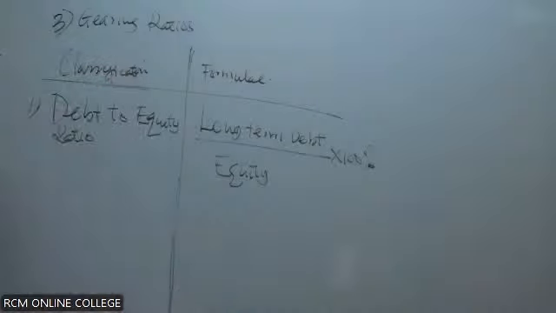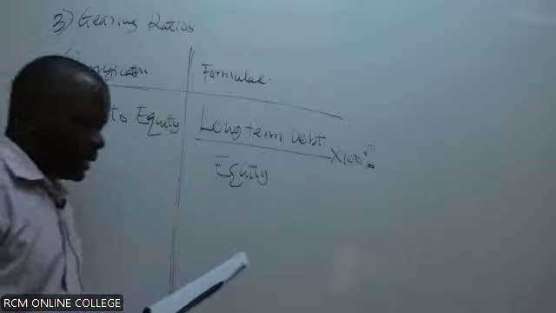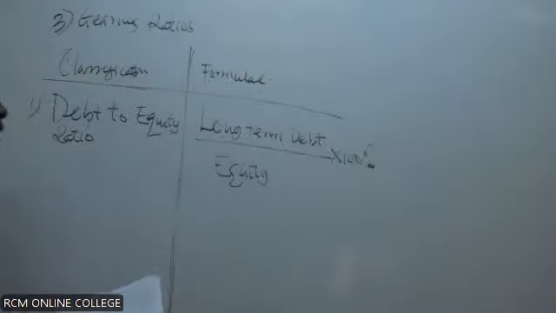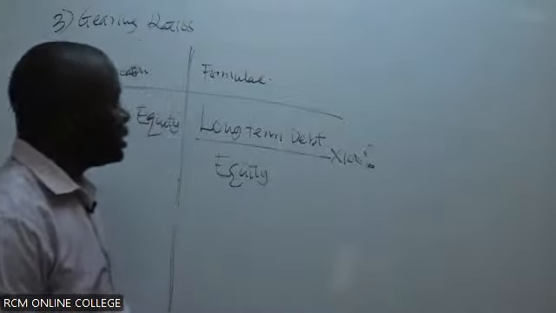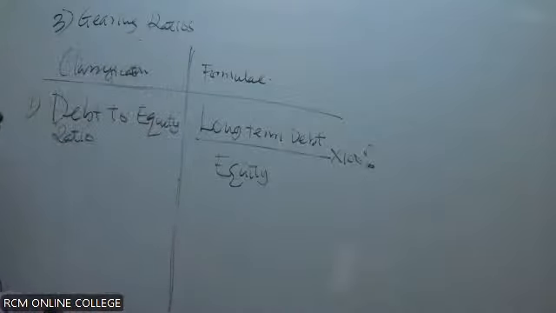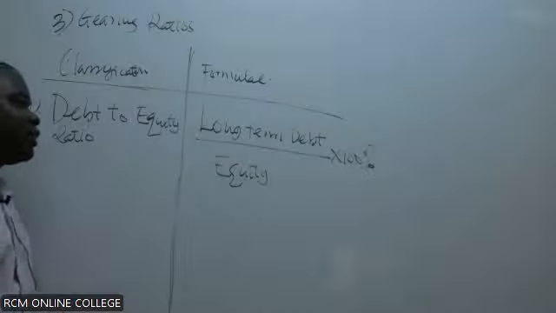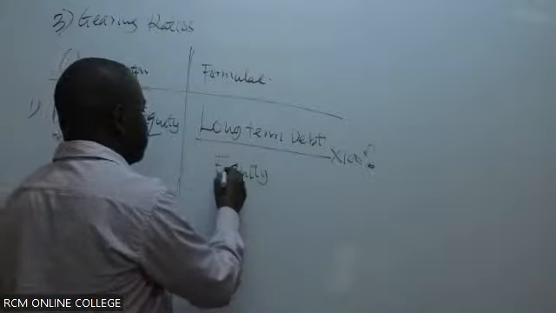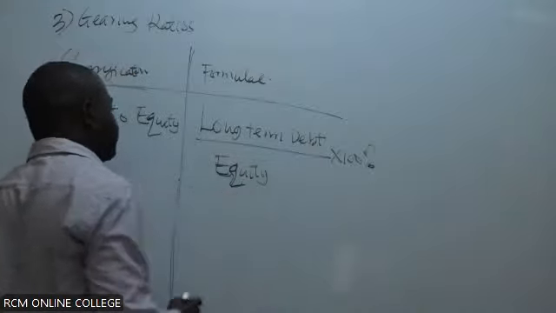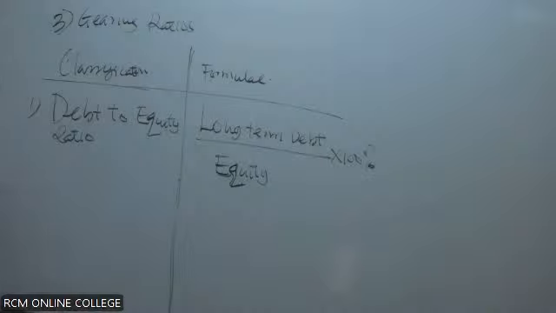You multiply by 100%. So long-term debt, you divide by equity, you multiply by 100%. So you're simply comparing, as a company, to what extent you have borrowed in terms of capital in comparison to the equity. In this case, the equity is what you've raised as capital after you've sold shares. So these are the shareholders' funds.